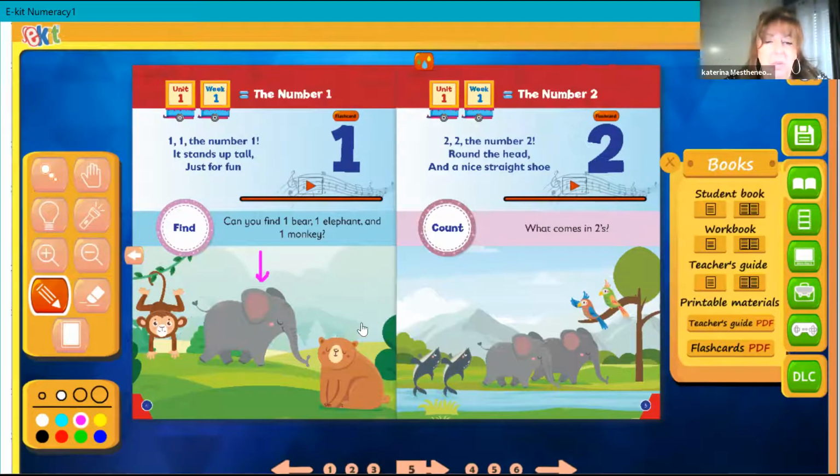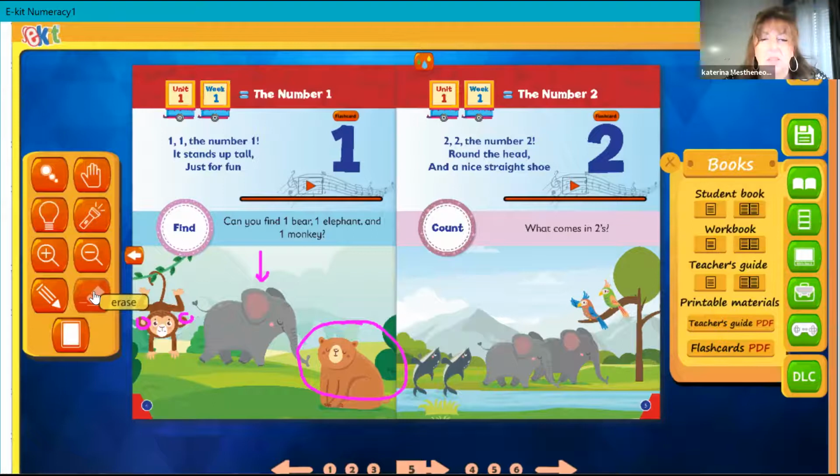And then you want to circle the bear. You can do that. Do something with the monkey. Maybe you want to count his ears. Say how many ears he's got, 1 or 2. And then when you've had enough of that, you want to get rid of it. You press the eraser and press it again and it goes away.